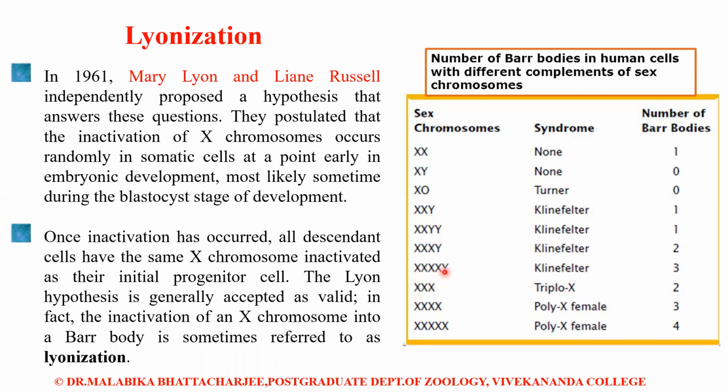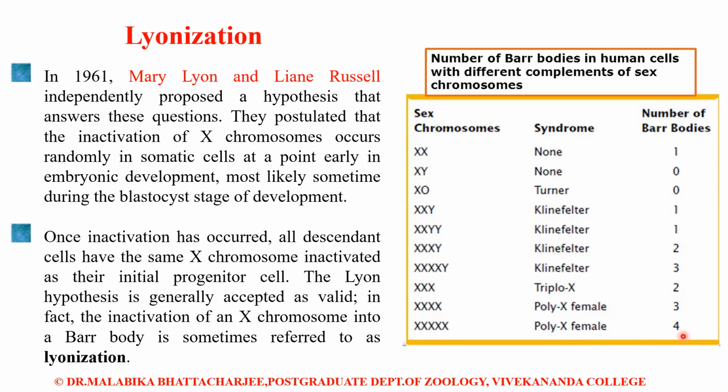Active X, 3 Barr bodies for this Klinefelter. Triplo X, 1 active X, 2 inactive X, 2 Barr bodies. Poly X female, 1 active X, 3 inactive X, 3 Barr bodies. Poly X female, 1 active X, 4 inactive X. So you can see 4 Barr bodies. So this is how the system proceeds.